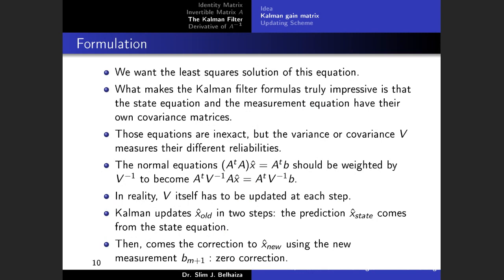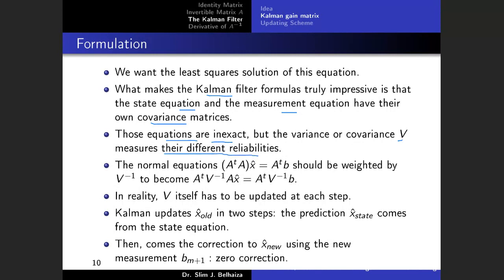What makes the Kalman filter truly one of the most impressive tools in data science is that the state equation itself and the measurement equation have their own covariance matrices. In fact, we call these reliabilities. So those equations are inexact. There is some tolerance or some error in the measurement or in the state. The variance or covariance measures have their different reliabilities. So this is what we are saying.